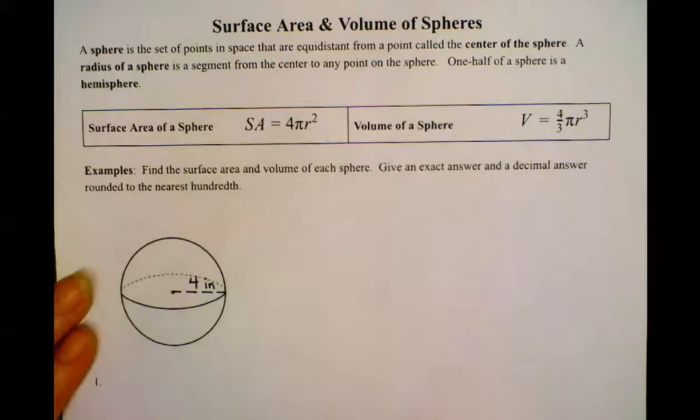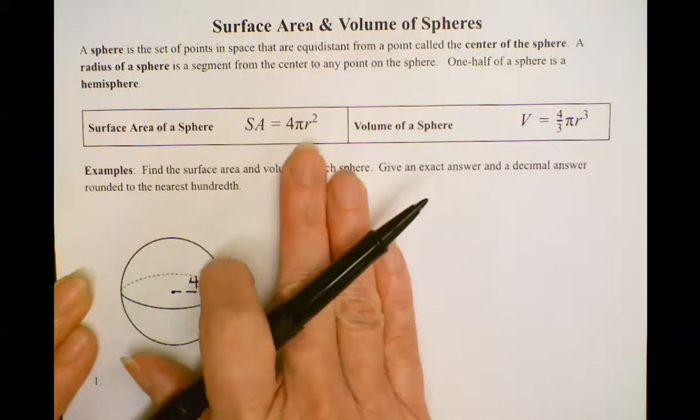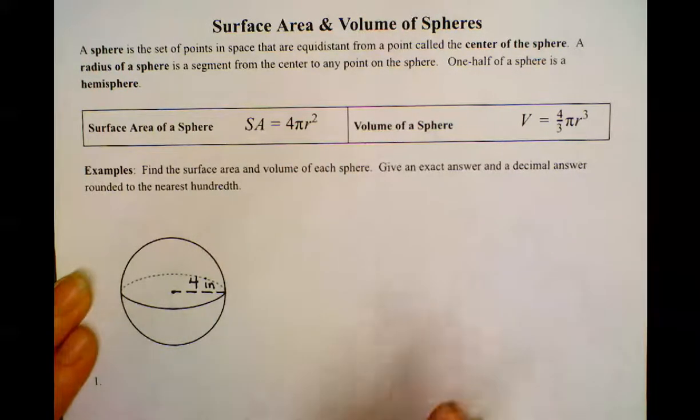The first thing you want to look at in any of these problems is whether or not you're given the radius. If you're given the radius, then it's just a simple matter of substituting that value into the formula in place of r and working it out from there. If you're given the length of the diameter, then you'll need to divide that by 2 first to determine the length of the radius, and then continue in the same manner.